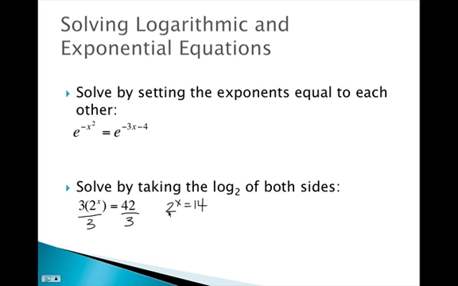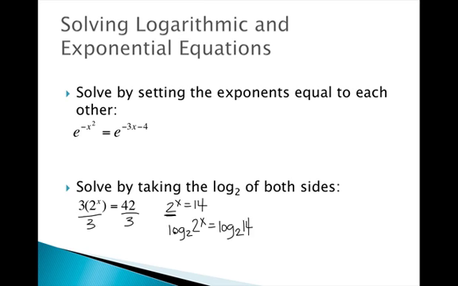Okay, so we've got an exponential equation. Again, our technique that we learned is that we're going to take the log of the base of our exponential equation. So we're going to rewrite this as log base 2 of 2 to the x equals log base 2 of 14.